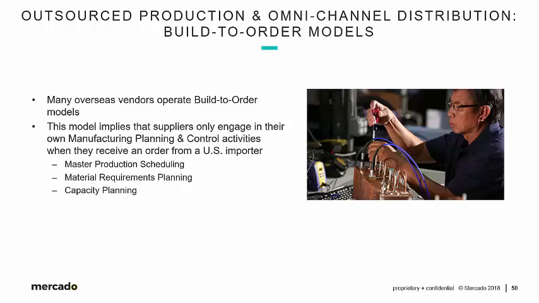This model implies that suppliers only engage in their own manufacturing planning and control activities when they receive an order from a U.S. importer. We know what those MP and C activities are, as we see here: master production scheduling, MRP, capacity planning. The only time specific to the products that we buy from overseas vendors that they're going to engage in this activity is when we place an order on them. To say it one more time, most vendors overseas don't have inventory laying around.